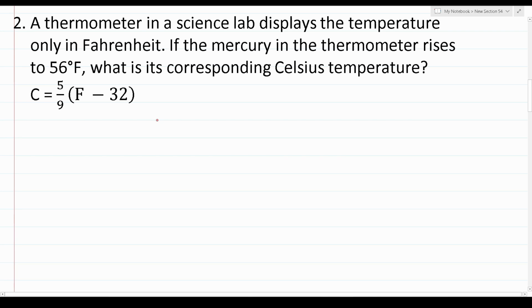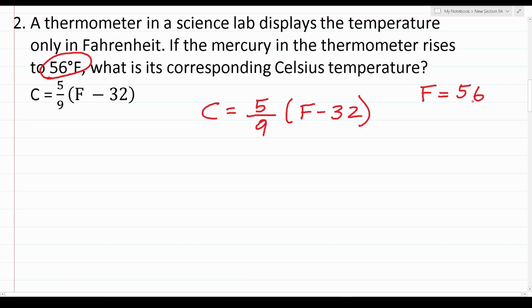Again, if I were taking this test, the very first thing I would do is copy down the formula that I'm given. So on my scratch paper, I would write Celsius equals 5 over 9 times Fahrenheit minus 32. Now that I've written down the formula, I'm going to identify what Fahrenheit is so I can plug it into the formula accordingly. According to this problem, we're trying to convert 56 degrees Fahrenheit to be in terms of Celsius. So let's go ahead and plug that in now.